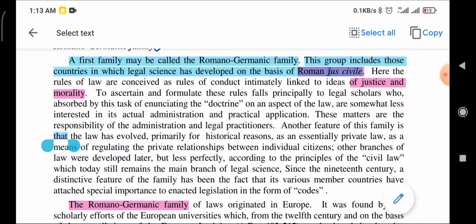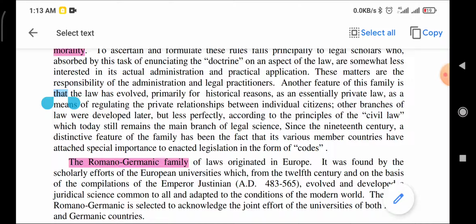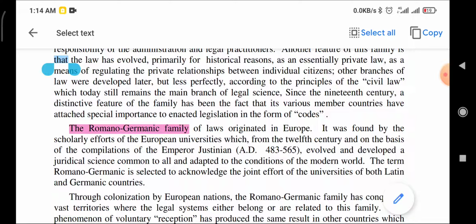The first family, the Romano-Germanic family, is where it originated. The historical background of this family is all about Europe. The Romano-Germanic family of laws originated in Europe. It was founded by the scholarly effort of Europeans in universities, which from the 12th century, on the basis of the compilation of the Emperor Justinian, evolved and developed a juridical science common to all, adapted to the conditions of the modern world. The term Romano-Germanic is selected to acknowledge the joint effort of the universities of both Latin and Germanic countries.